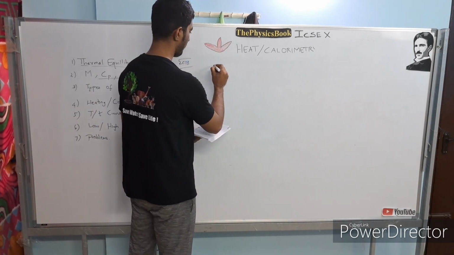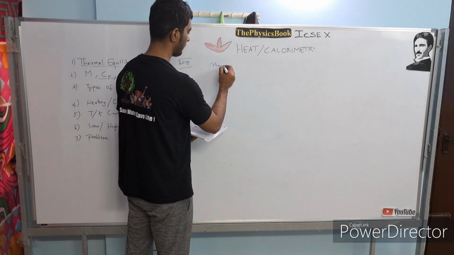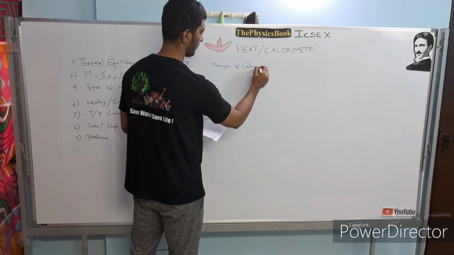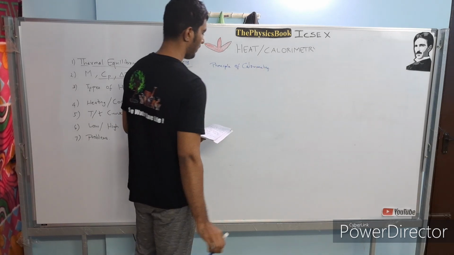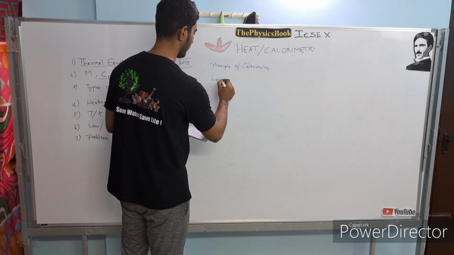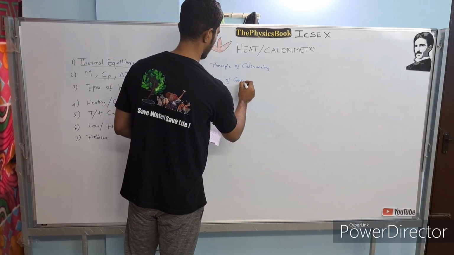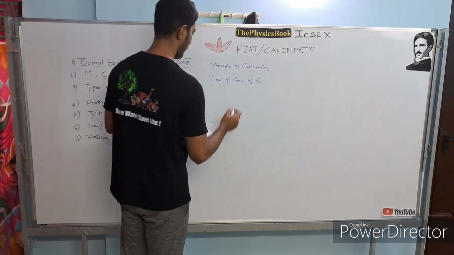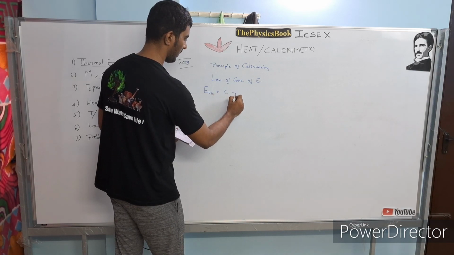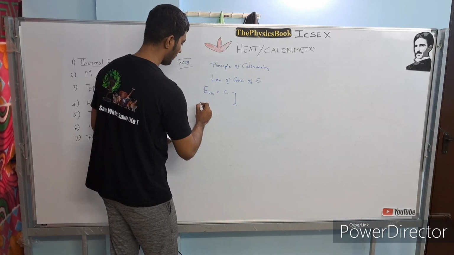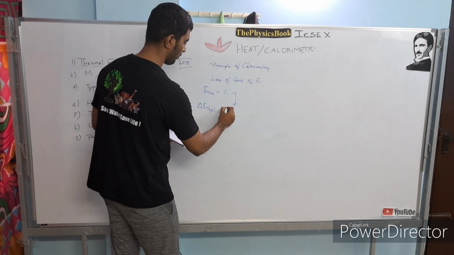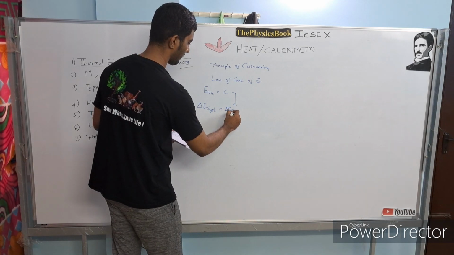So, what is meant by the principle of calorimetry? See, the principle of calorimetry works on the law of conservation of energy. Which means the energy of the universe is constant, and change in energy of the system is equal to change in energy of the surroundings.